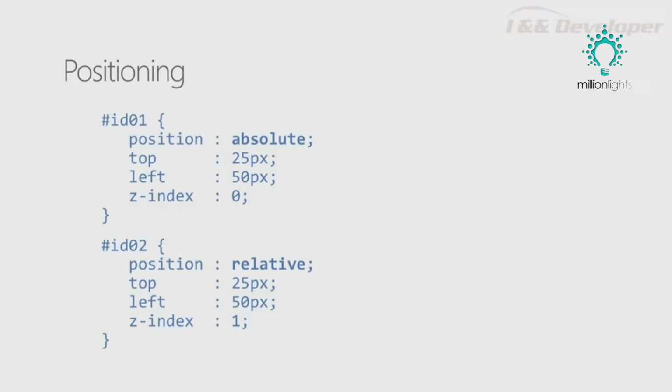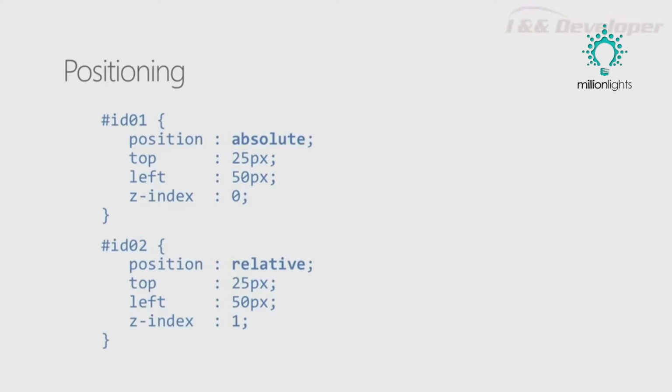Top means from the top of the container it's in, or in this case, maybe even from the screen, go down 25 pixels. And from the left side, go ahead and shoot across 50 pixels. And if we choose a z-index of 0, which is what it is by default, we're just saying okay, and if anything happens to have a higher z-index, then the first one would be in the background.